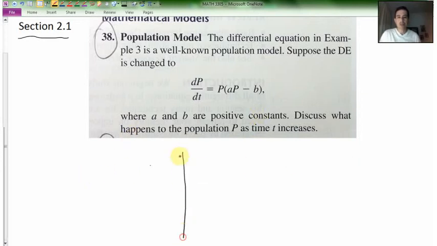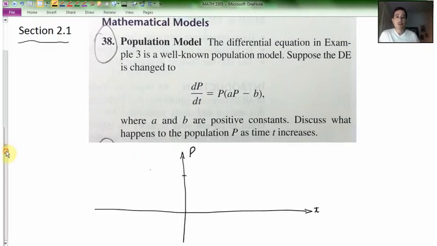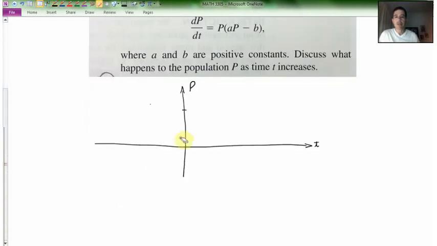So if we draw the direction field here, P against T, if we pick a value of P here, the slopes throughout this line will all be the same. If the slope is 1, let's say, then it will be 1 throughout this line. All the slopes will be 1. So we can draw the phase portrait of this ODE, right?